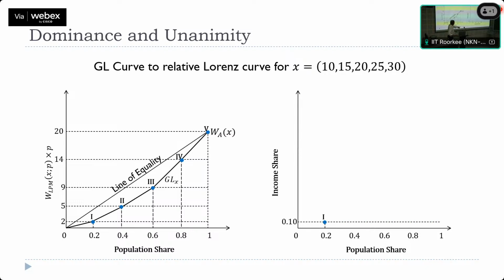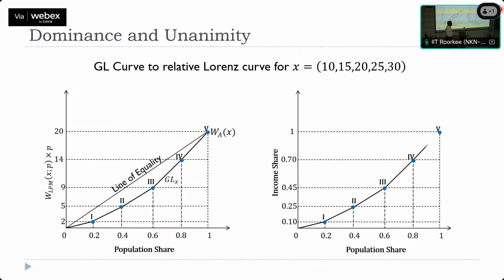How do we do that? Well, this one is 2 divided by 20. So only 10% of the average income here. You see? Similarly, for the bottom 40%, you have 5 divided by 20. So here, the bottom 20% of the population has 10% of all income. The bottom 40% has only 25% of all income. Right? So if you keep on plotting them, that's your Lorenz curve.